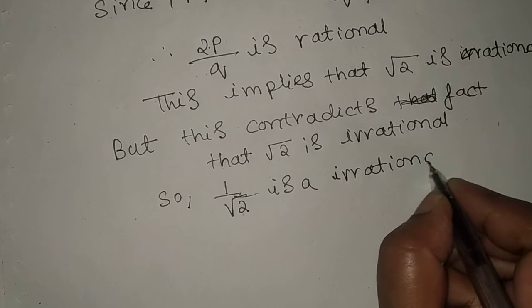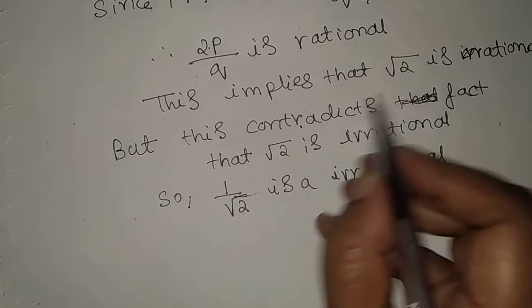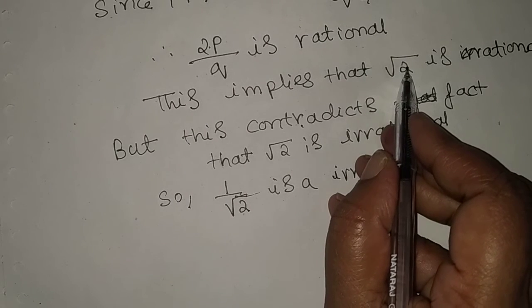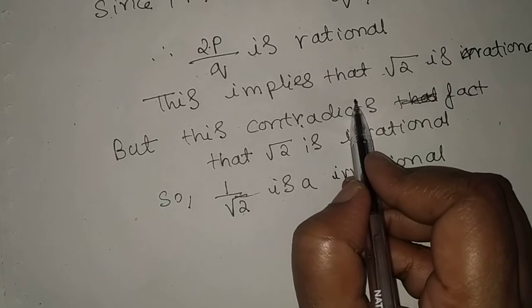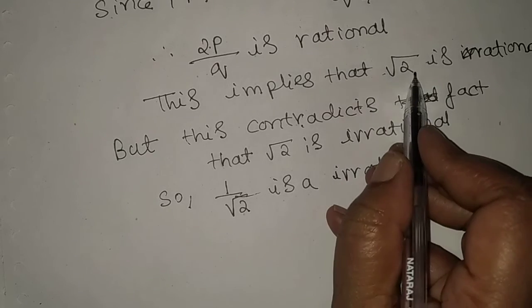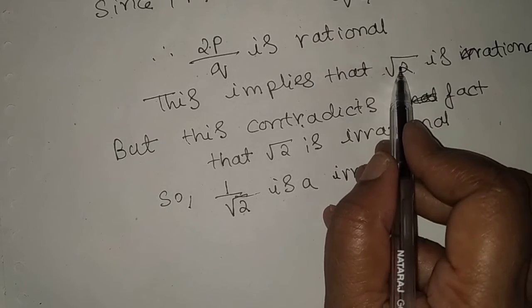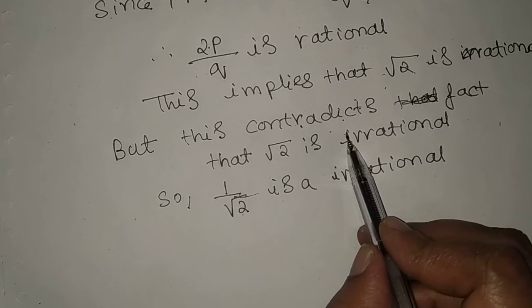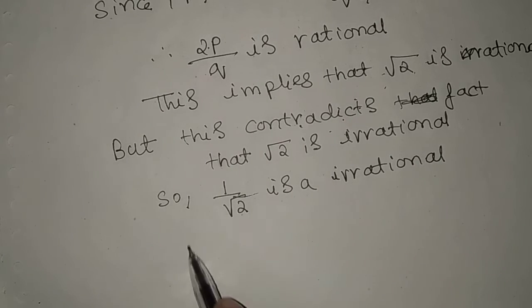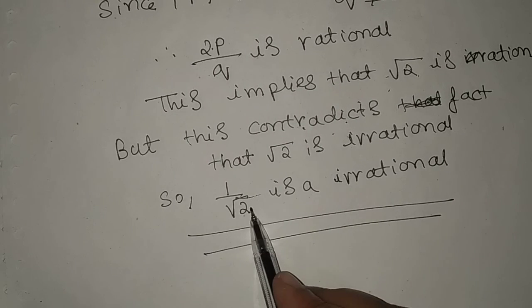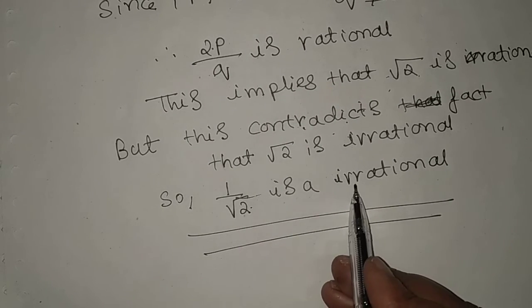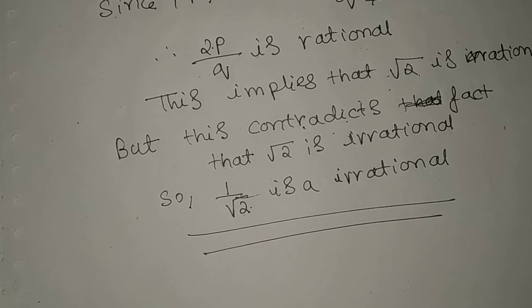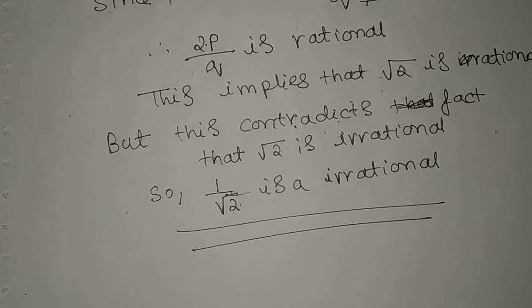So what is the meaning of contradicts? It means if the assumption is rational, the contradiction of this will become irrational. So finally root 2 is irrational. So we proved that it's irrational. So this is the third problem, first sub problem.